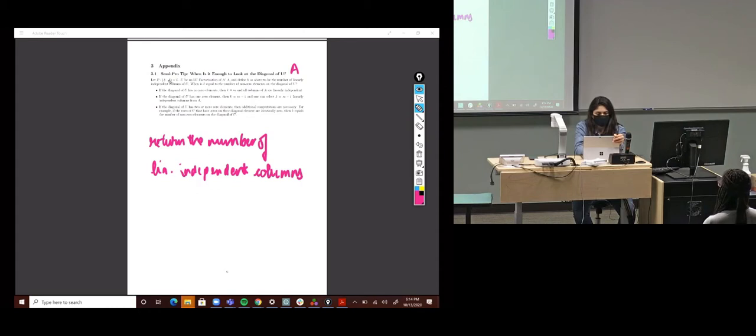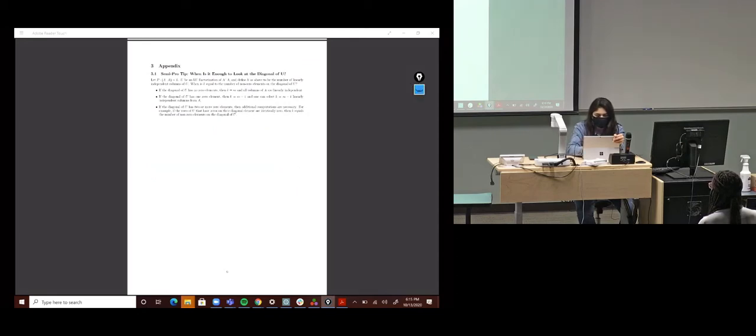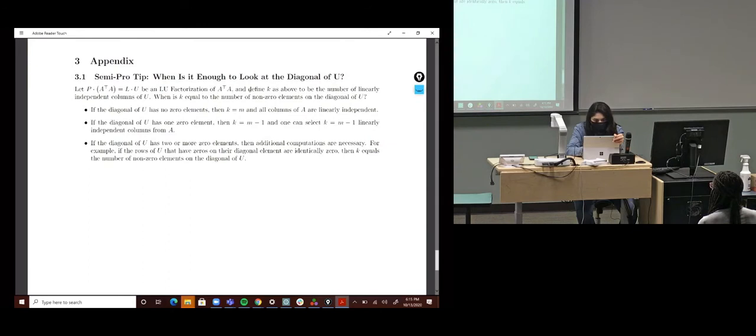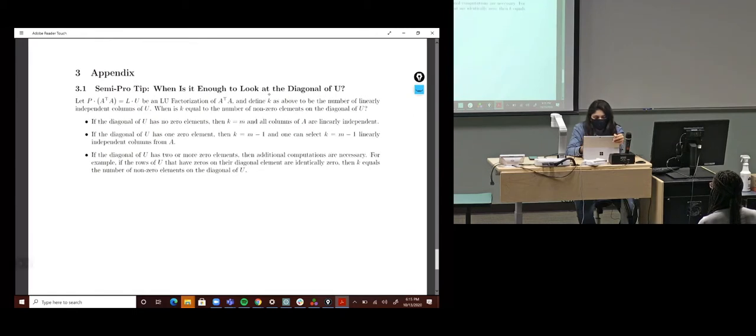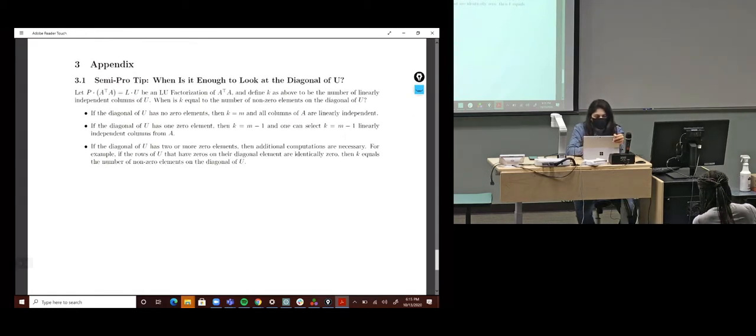It says that when you do LU factorization of your A matrix, you get a P, an L, and a U. If we define K to be the number of linearly independent columns of U, which is also the number of linearly independent columns in A, which we know empirically, we can say that K is equal to the number of columns of A, K is equal to M, if U has no zero diagonal elements.